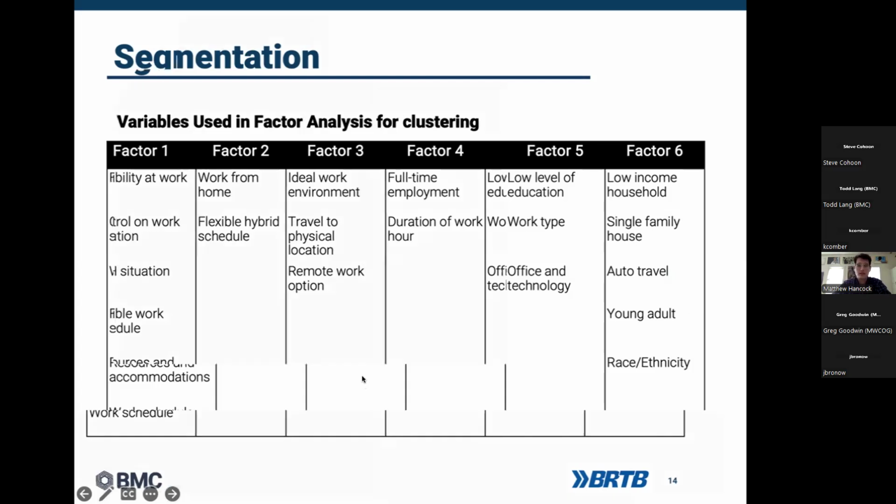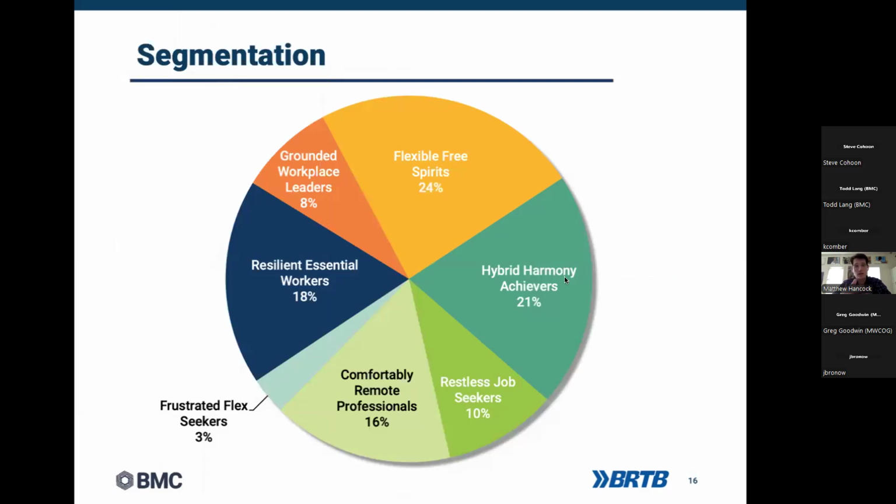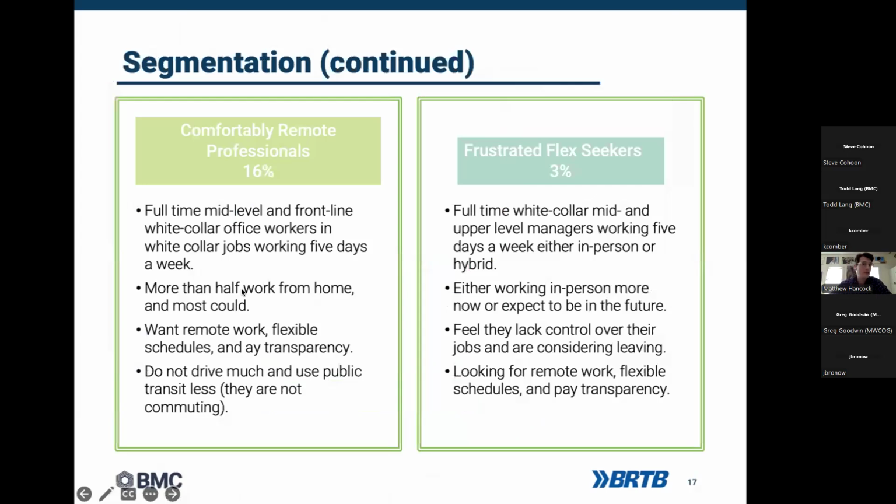The segmentation that was finalized on is shown here in this pie chart. We'll start with our largest group, which is the flexible free spirits, about 24%. Moving on down to hybrid harmony achievers, we see resilient essential workers, comfortably remote professionals, grounded workplace leaders, and then our smallest group is frustrated flex seekers. So I'm going to go into a little bit more of how these categories were broken down and who these employees are meant to be representative of.